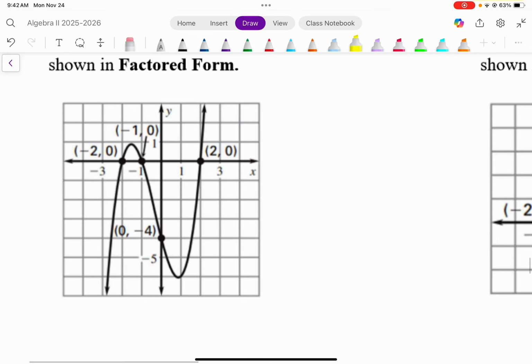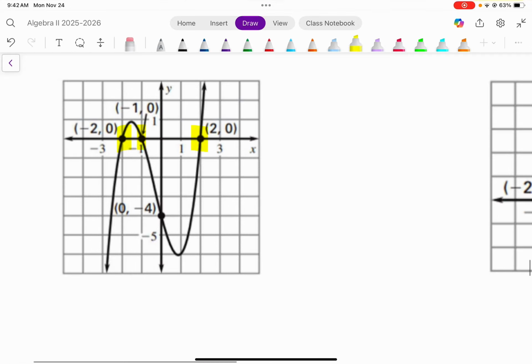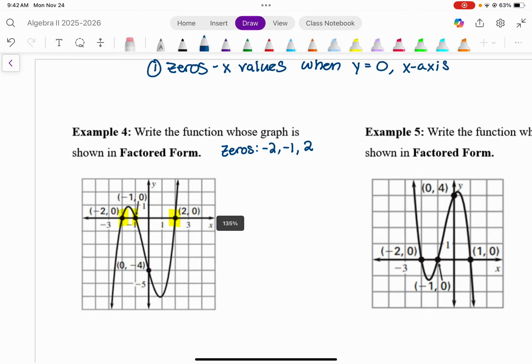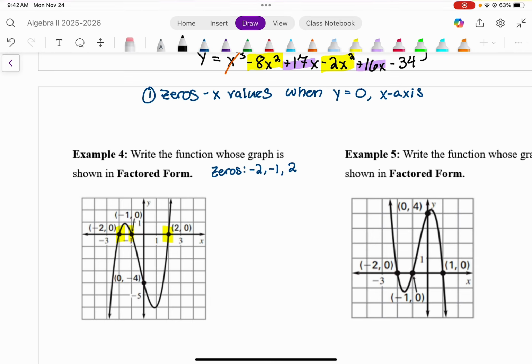Looking at this first example with the graph, it crosses the x-axis 3 times. So we are going to have 3 zeros that we're working with. One was at -2, -1, and then +2. Our second step, just like before, after we identify the zeros, we're going to set up our equation.